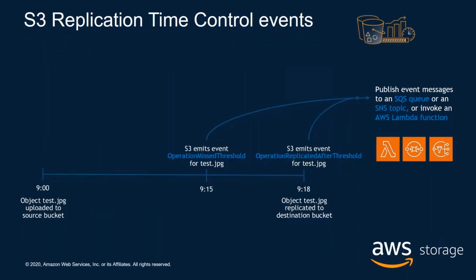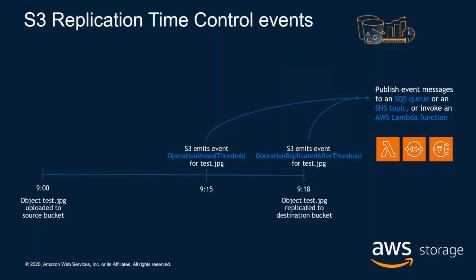RTC has 3 primary events, and customers can monitor these events through SQS, SNS, and Lambda. The 3 events that we want to highlight today are S3 replication operation failed replication, S3 replication operation missed threshold, and S3 replication operation replicated after threshold.